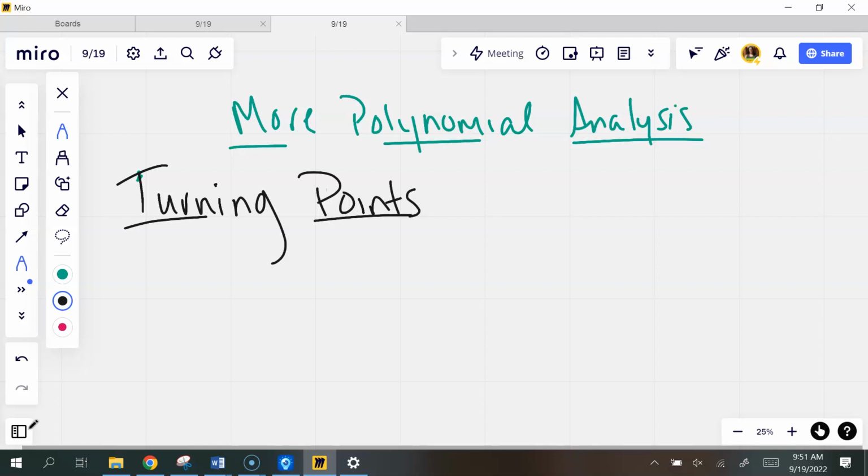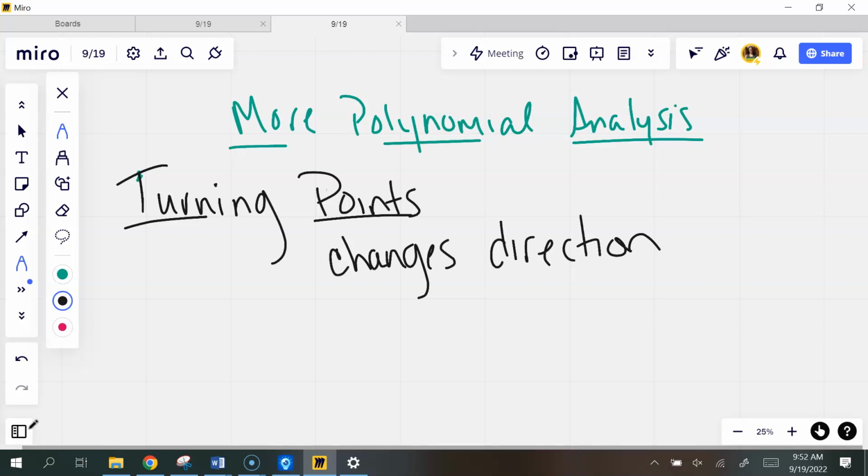All right, turning points are exactly what they sound like on a graph. Turning points are the place where the graph turns or changes direction. It's the humps. You're exactly right. It's like the humps that are on the graph.